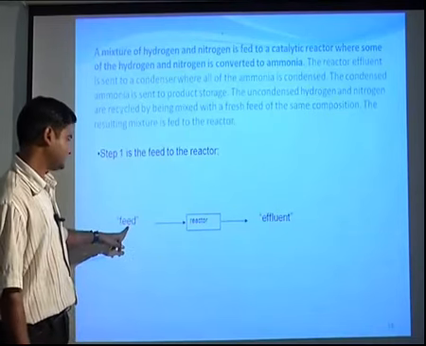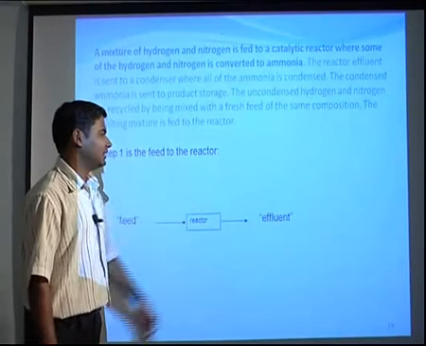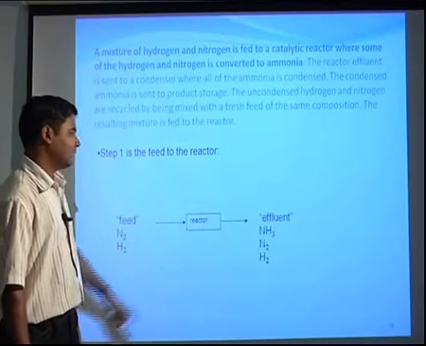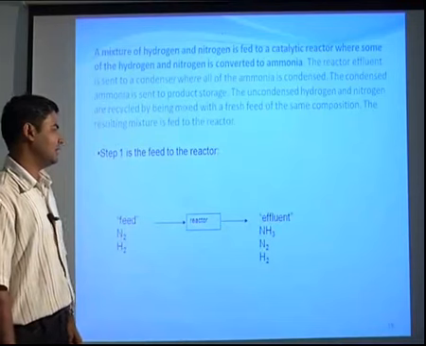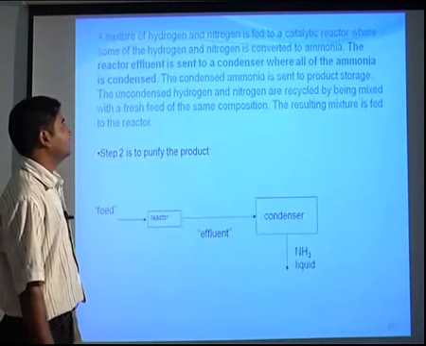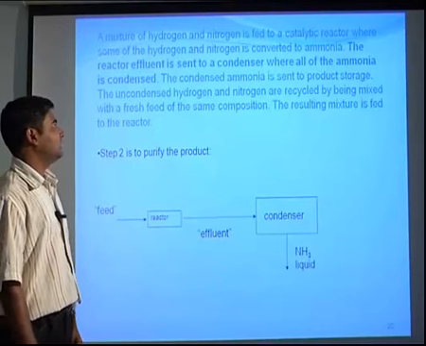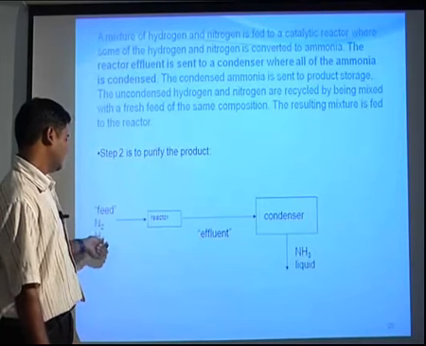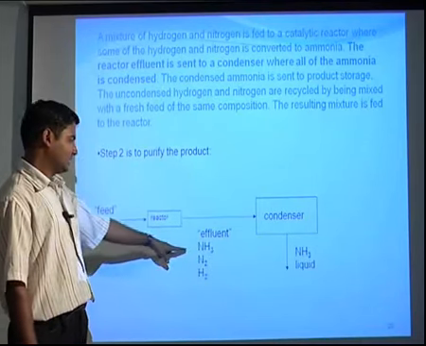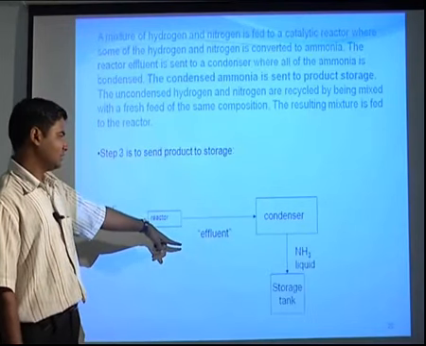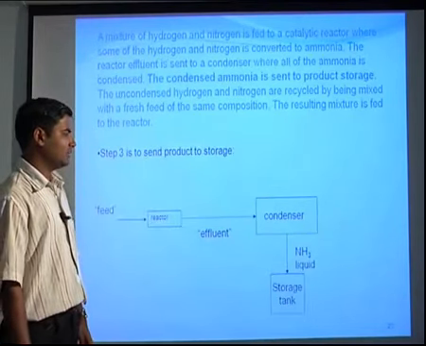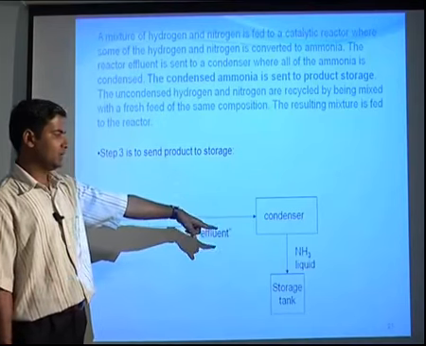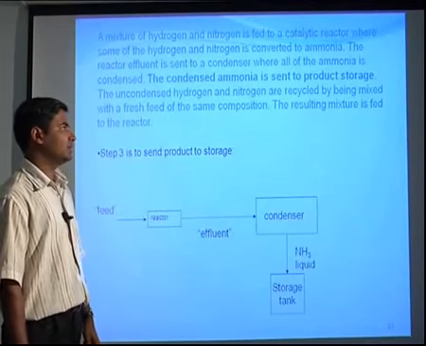So we have the feed, we have the reactor, and then we get the effluent. The feed here is nitrogen and hydrogen, and the effluent is ammonia, which is the finished product, with some unreacted nitrogen and hydrogen. The next thing is the reactor effluent is sent to a condenser where all of the ammonia is condensed. So the feed nitrogen and hydrogen gives ammonia and unreacted H2 and N2. The NH3, which is in liquid form, is stored in the storage tank. So whatever the effluent, it is condensed, and only NH3 is stored in the storage tank.